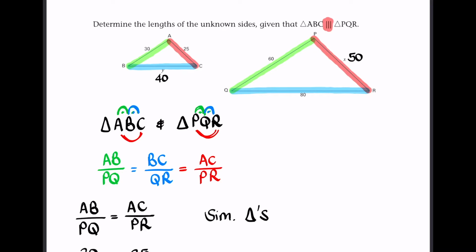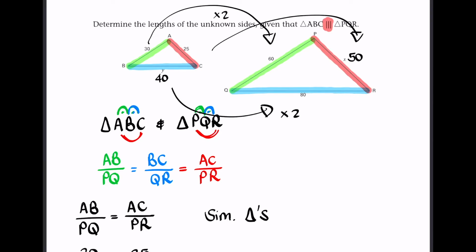and I would be able to then put Y's value of 40 onto the diagram. And you can actually see that our proportion, or our increase factor, would be a factor of 2. Triangle ABC is increased by a factor of 2 because my 30 to my 60 are multiplied by 2, my 40 to my 80 are multiplied by 2, and my 25 to my 50 are multiplied by 2.